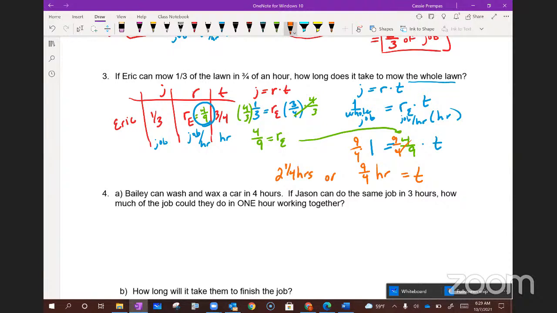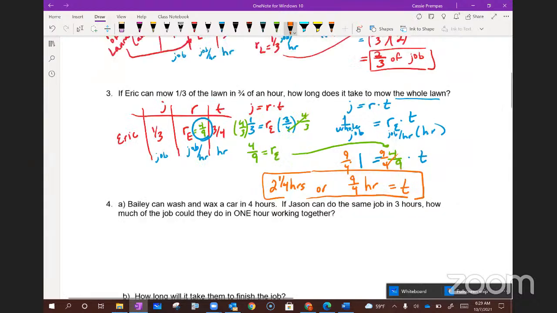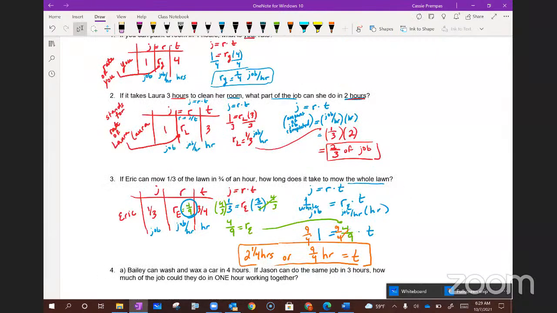Or you could say 2 hours and 15 minutes. All right, but that's what we used. Okay, so far we've been working with one person. And when we work with one person, we can see that we always need to find their rate in order to solve the question about the job rate and time.